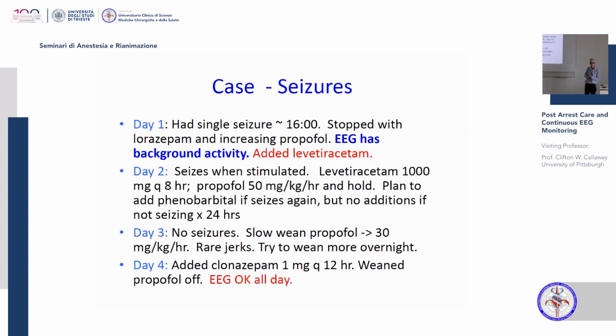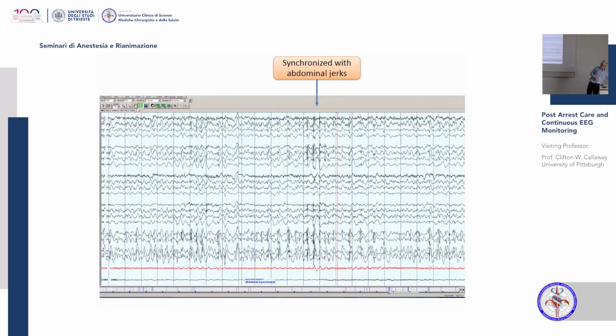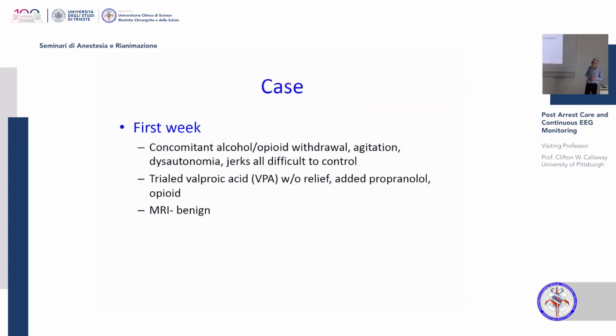And then by the third day, she's not having any seizures, but she still has some jerks. We add clonazepam because we think that if we get her off anesthetics without becoming dyssynchronous with the ventilator, then that's her best chance of waking up. Her EEG is a little better. Still has lots of discharges, but lots of brain waves behind it. And in the first week, she has ICU problems, things we have to manage. We trial some other medicines. We do an MRI to be sure that there's not some pathology we're missing and it's benign.